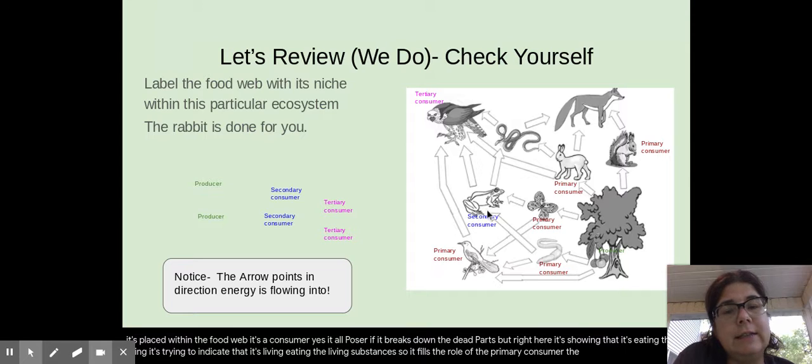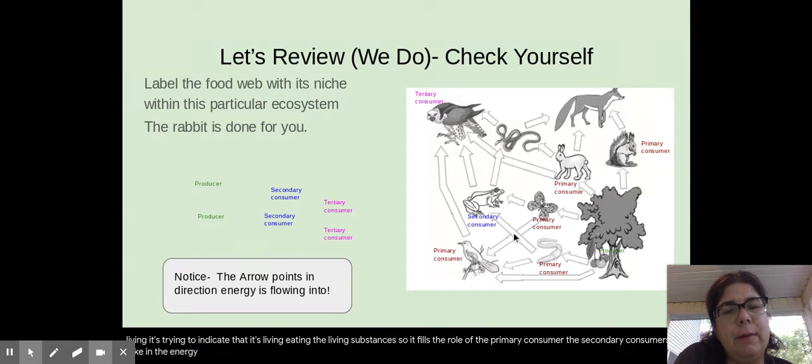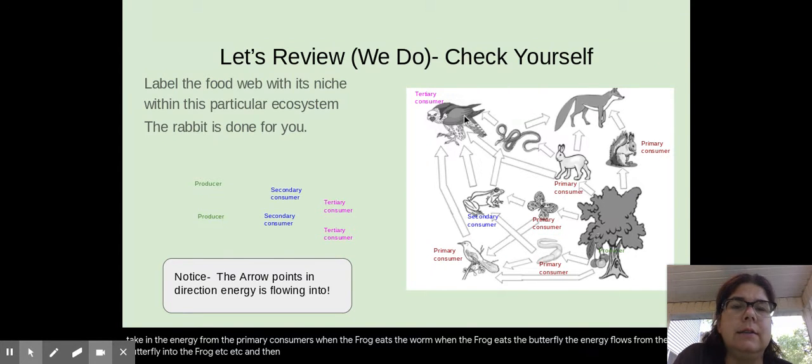The secondary consumers take in the energy from the primary consumers when the frog eats the worm. When the frog eats the butterfly, the energy flows from the butterfly into the frog, etc., etc. And then the tertiary consumer eats the secondary consumer.